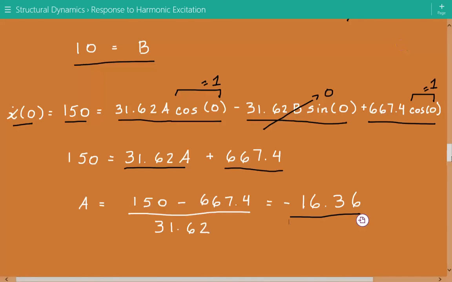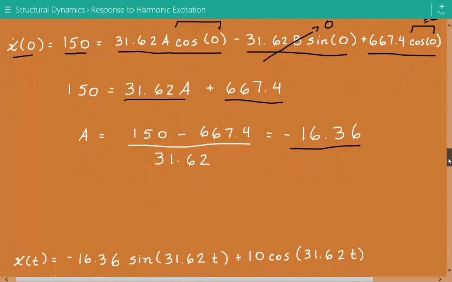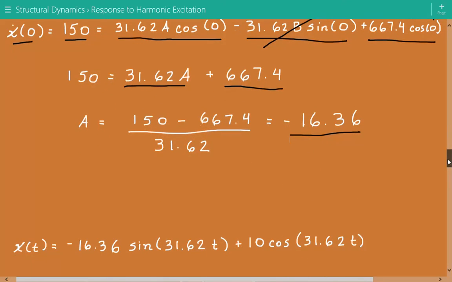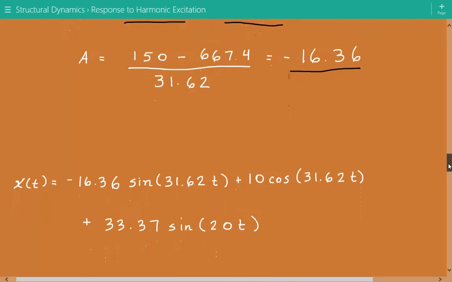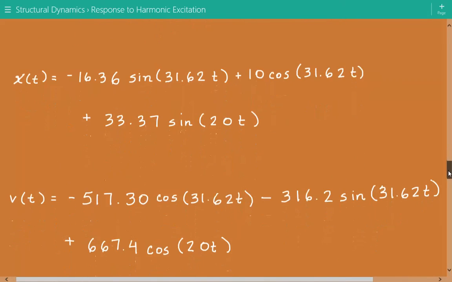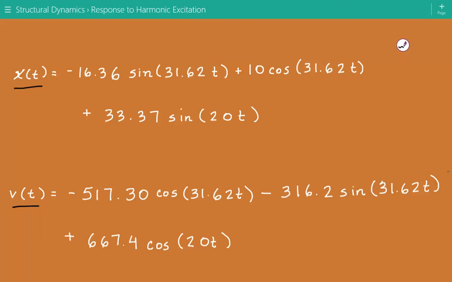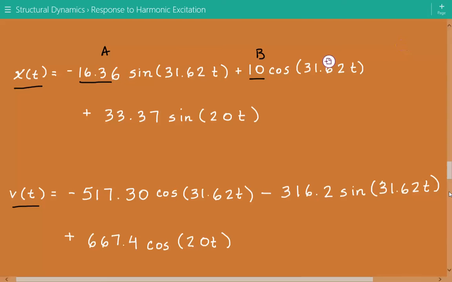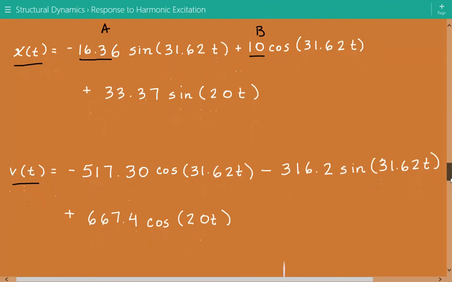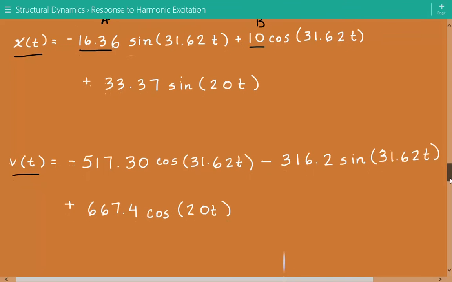16.36. So now that we know both A and B, we can write a complete equation for the displacement of the mass and the velocity. And here it is. So this is for our displacement, and this is the velocity. And here's what we had for A and B here. So now we can calculate the displacement or velocity of the mass at a given point in time.